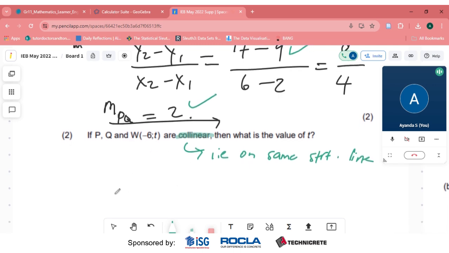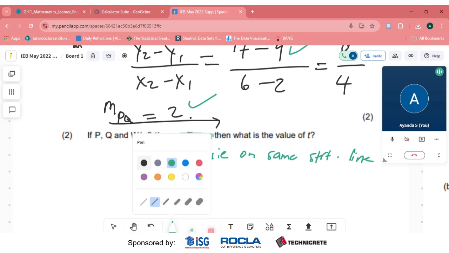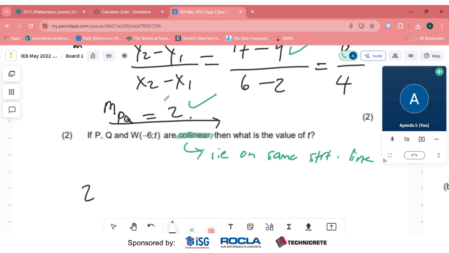Now, if we know that the gradient of all of these points is the same, and we're trying to find one value, we can use the same gradient formula that we used above with any of the 2 points, either P or Q, because we know both of the values for the coordinates of those points. We can find our missing value, t, which represents the y coordinate in this point. So, given that our gradient is 2 from the previous answer, I'm going to use Q.